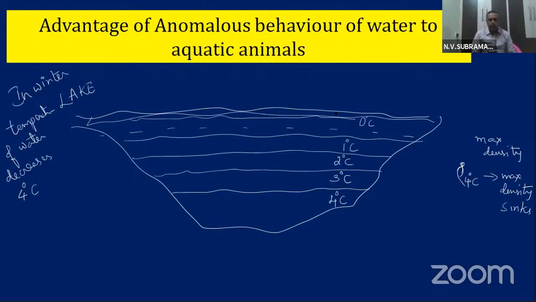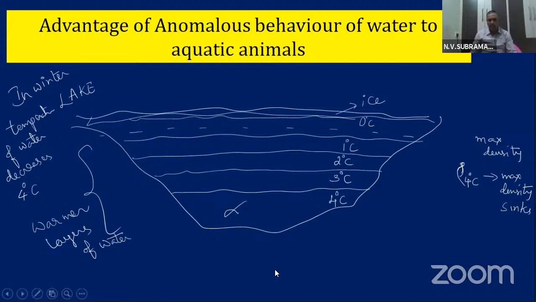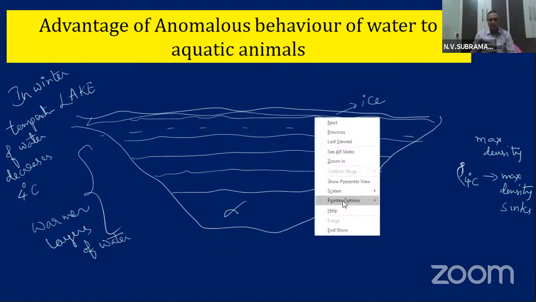That means you might think that at the top it has become ice. Don't think that the complete pond has become ice. Inside you will have warmer layers of water. Are these cold waters or warm waters? Warmer layers of water. Okay, children, they are warmer layers of water. That means the fish will be compulsorily staying in the warmer layers, children.